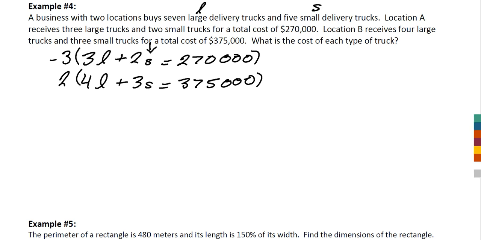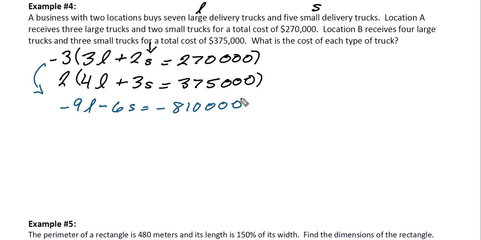All right, so I'm going to write down the 2 resulting equations here. When multiplying that first equation by negative 3, we get negative 9L minus 6S equals negative 810,000. Now for the second equation, when we multiply that by 2, we're going to get 8L plus 6S equals 750,000.